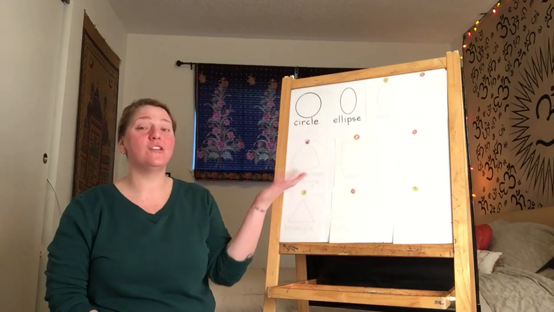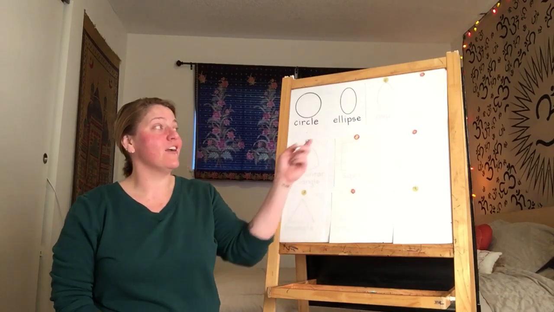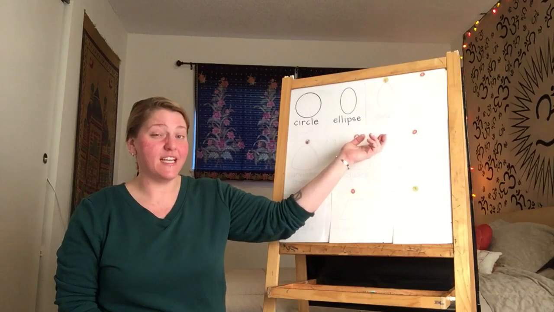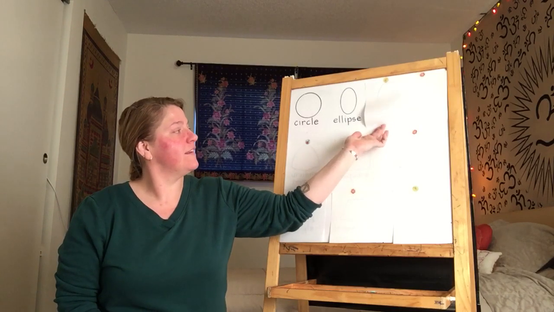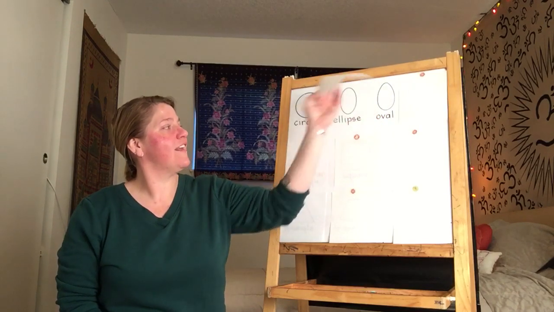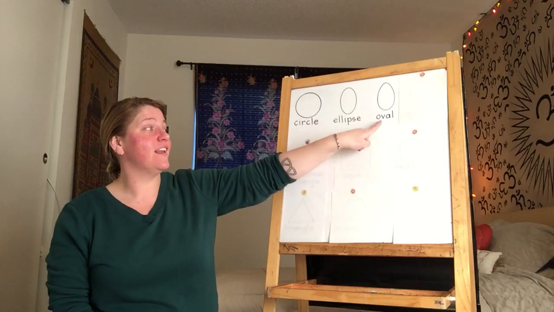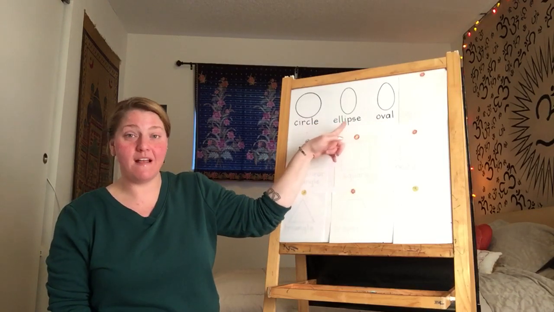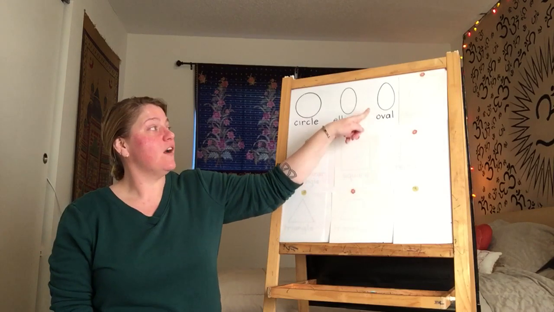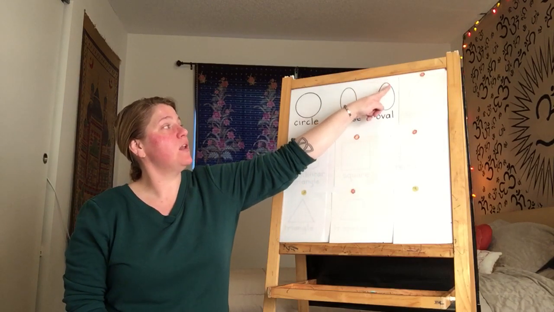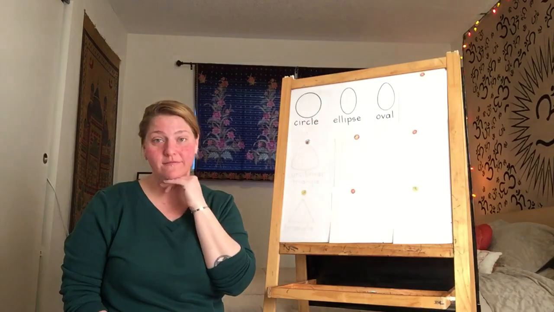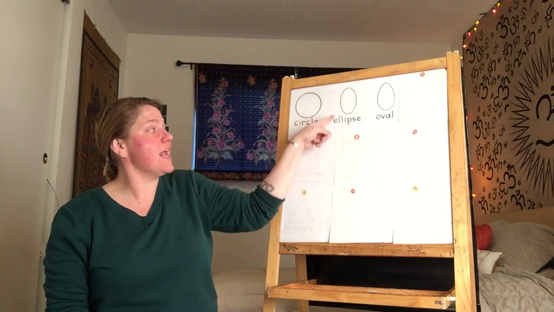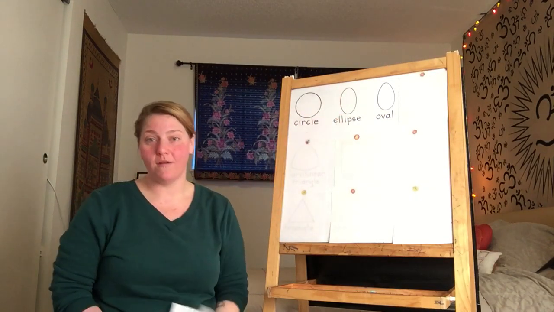Now an ellipse looks an awful lot like our next shape, and sometimes they get confusing. Our next shape is an oval. Now can you see the difference between the ellipse and the oval? The oval is slightly smaller on one end than the other, but the ellipse is the same shape all around.